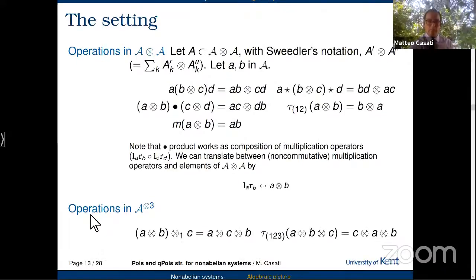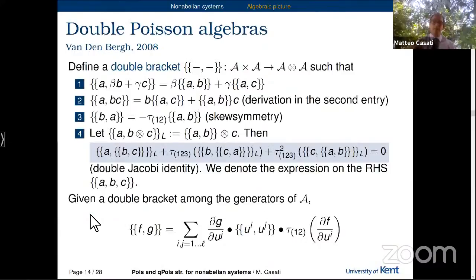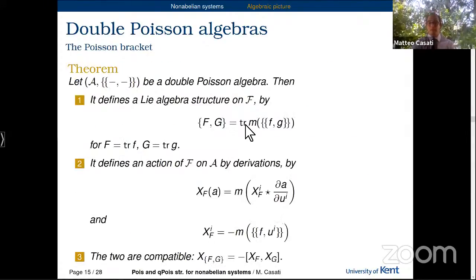So, I'm not explaining all the operations in the double bracket. The idea is that Van den Bergh introduced the double bracket in this A tensor A space, which has a lot of weird properties that I don't really have time to discuss. It's important that it is still a derivation in the second entry, and that it has a weird version of skew-symmetry and the Jacobi identity, which is odd, but tells you that if you take the trace of the multiplication map of elements of A, you get a Lie algebra structure on the space of local functionals and a sensible notion of a Hamiltonian vector field.